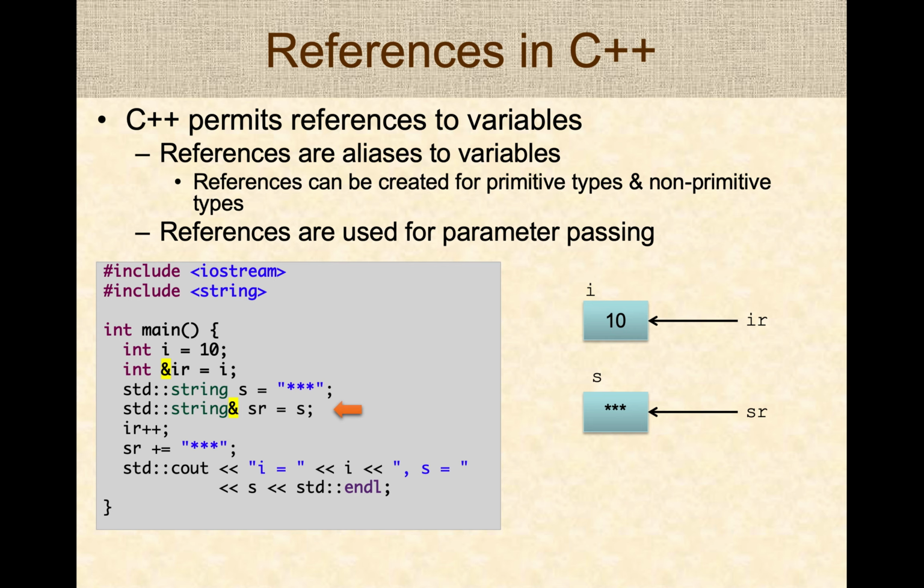Once we create these references, when we modify the reference, it actually modifies the object that it is pointing to. So in this example, when we modify IR, it actually increments the value of the variable I. Similarly, when we do operations with SR, it actually modifies the value of the object S that SR is referring to. So in this example, when we print the output, we get the value of 11 and S has 6 stars because we are indirectly modifying them through their references. So references are important and an integral concept in C++ and are heavily used for parameter passing when calling methods.